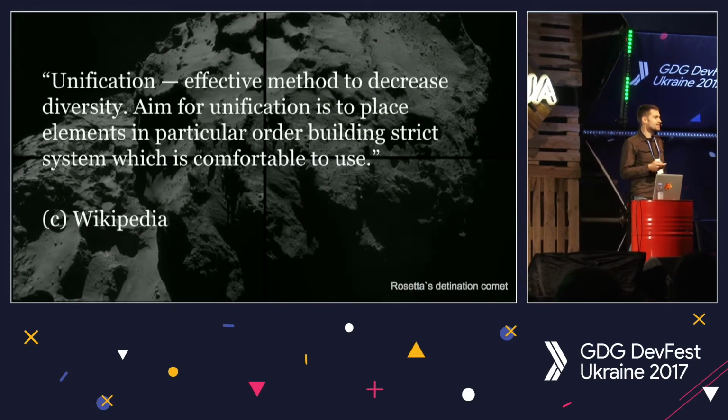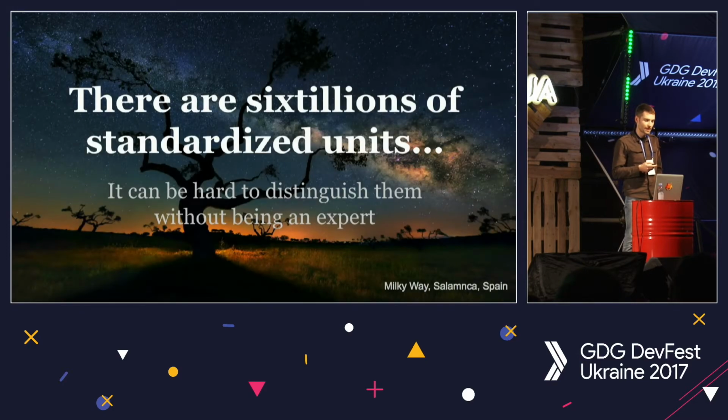What does Wikipedia say about unification? Unification is an effective method to decrease diversity. The aim of unification is to place elements in a particular order, building a strict system which is comfortable to use. Decrease diversity, comfortable to use. So there are 60 standardized units in this universe. This works for nature, this works for planets, all is being standardized by laws of physics, but also this works for engineering.